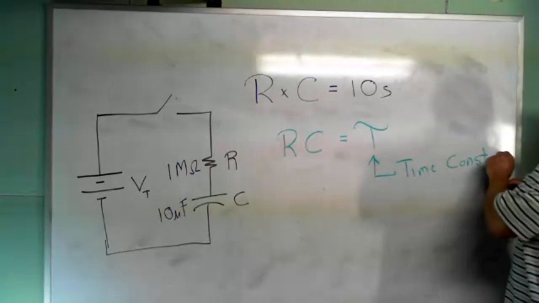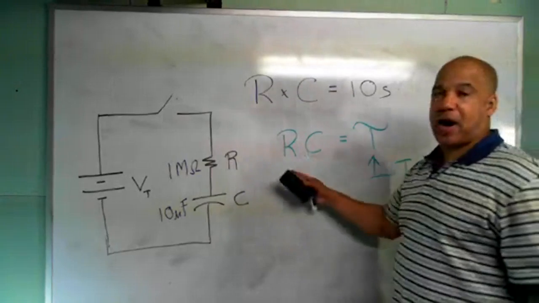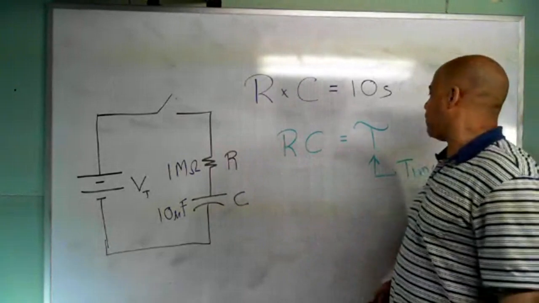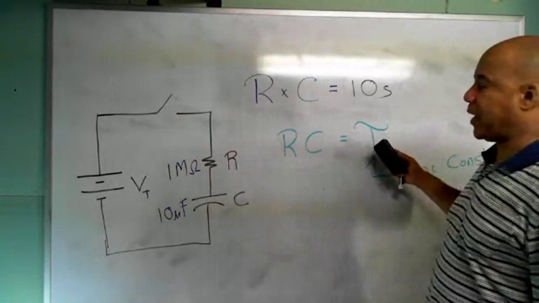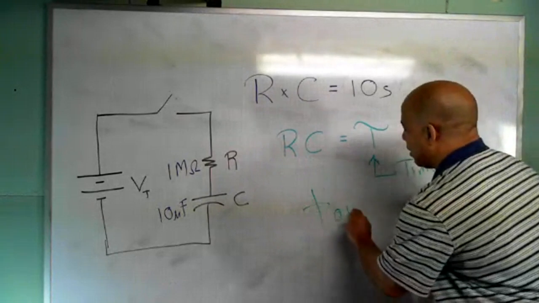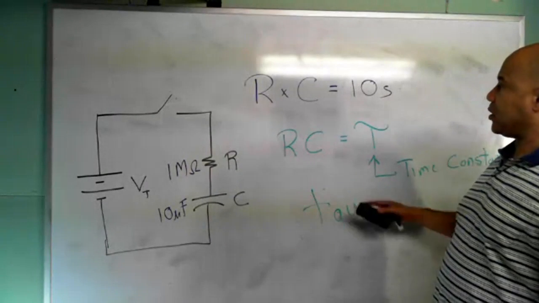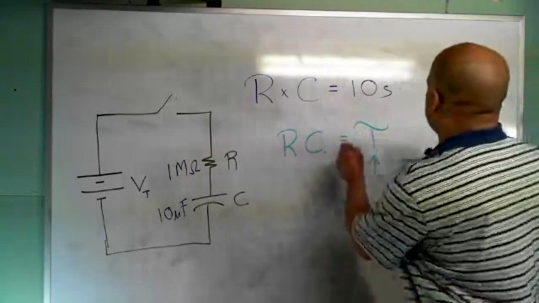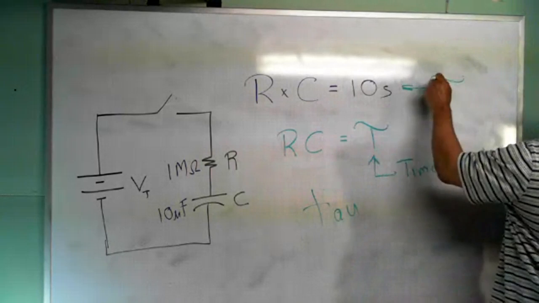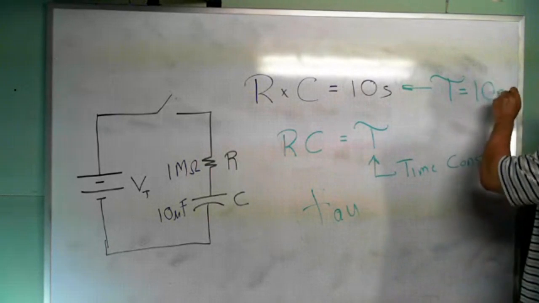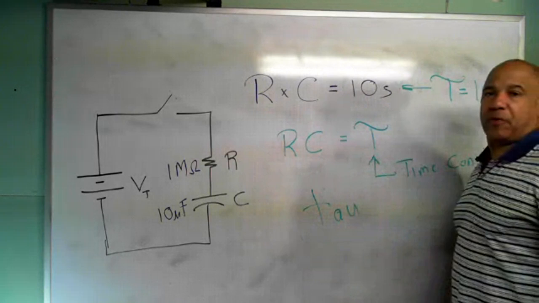It's nothing, it's just a name. It's just a name for this product, a time constant, no big deal. They use the Greek letter tau to represent a time constant in the RC circuit. So here, this value is tau. Tau equals 10 seconds in the circuit we just got through for the example problem.